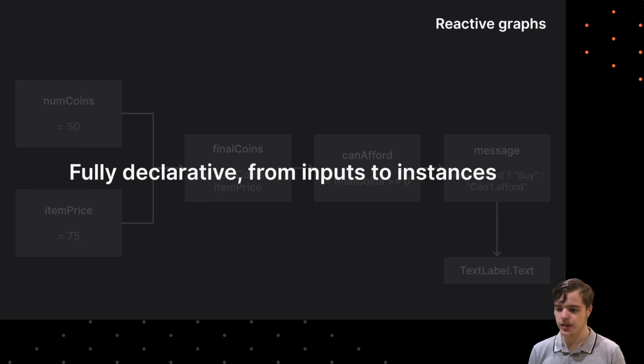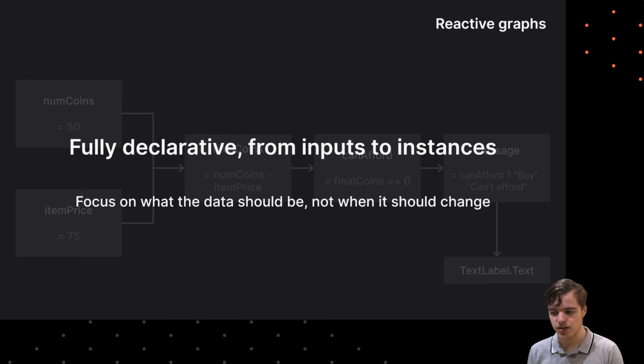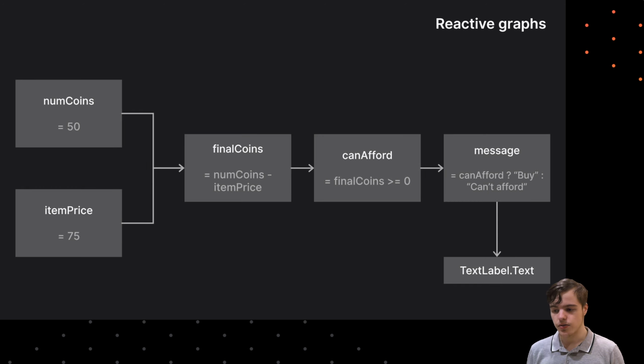So it should start to be a bit clearer why Fusion uses this kind of reactive programming. It gives us a fully declarative way of connecting our input data to our UI instances. Or put another way, we can focus on what the data should be rather than when the data should change. And so that's all there is to it. If you understand those concepts, you understand how Fusion works. You're just declaring relationships between variables, and Fusion will just compute all of those for you.